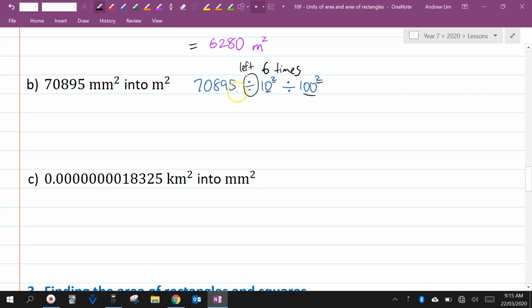Where's that decimal point? It's right here at the very end. Okay, because it doesn't say it's a whole number, so the decimal point is right there. So we're going to move it to the left 6 times. 1, 2, 3, 4, 5, and 6. And in this empty spot, we put a 0. So that means our final answer is 0.070895 square meters.